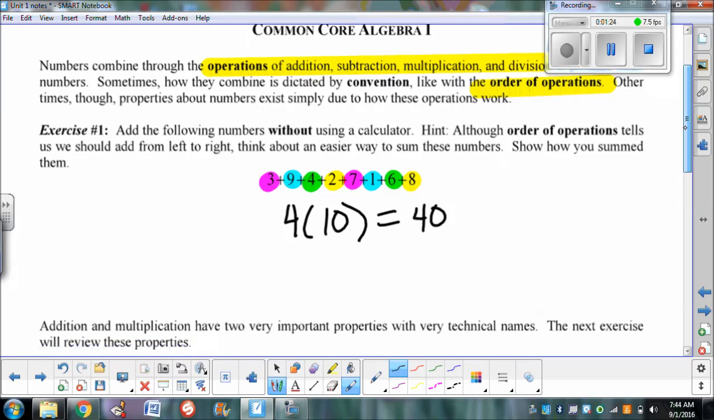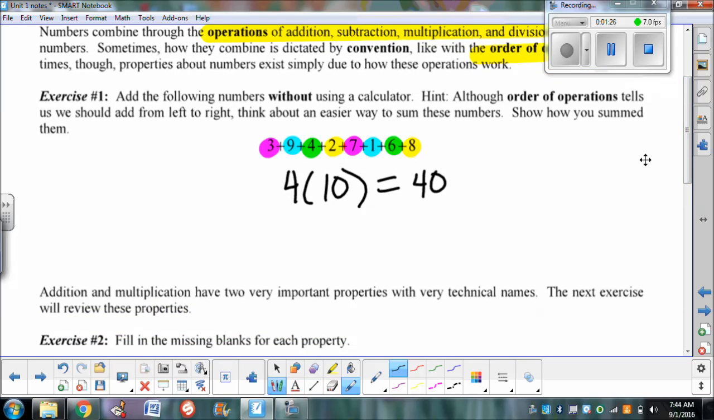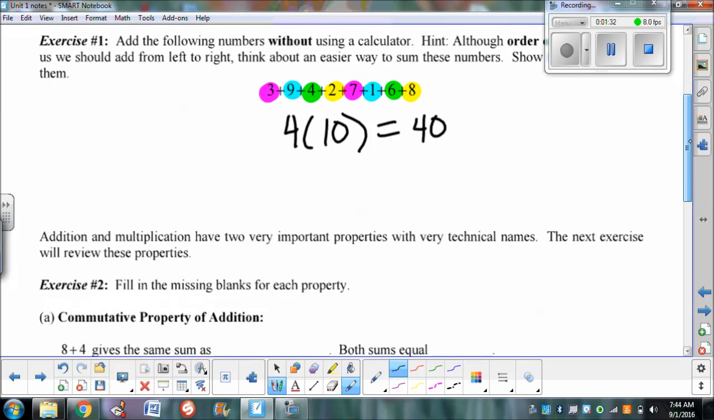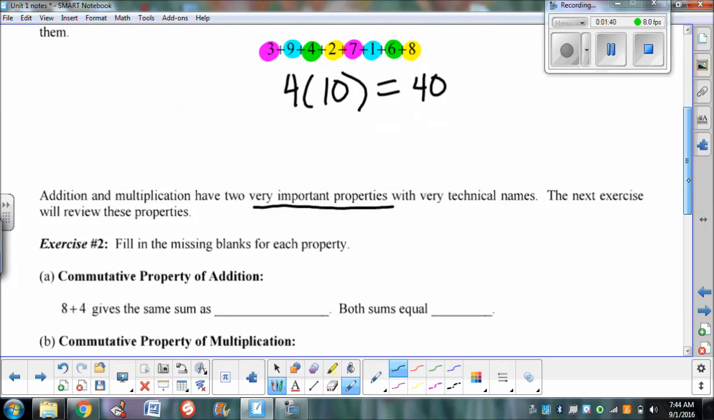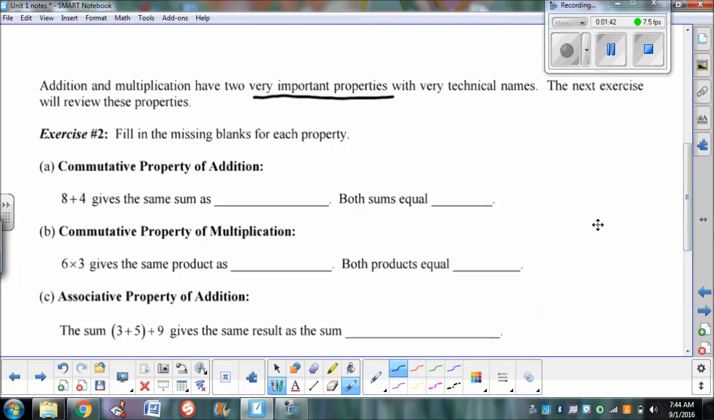And I'm sure you've come up with, there's obviously lots of different ways that you could group those together to be able to come up with your answer. Groups of 10 are pretty handy though. Addition and multiplication have 2 very important properties, okay, with very technical names. We're going to spend some time with these.